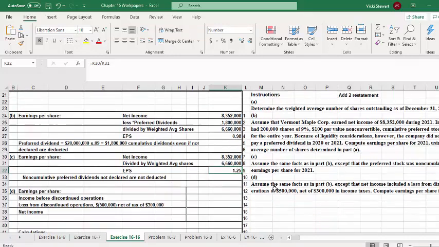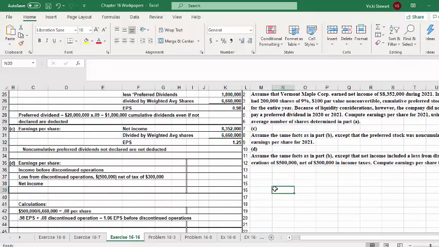And earnings per share for Part C would be $1.25. The D portion states, assume the same facts as in Part B, except that net income included a loss from discontinued operations of $500,000, net of $300,000 in income taxes, and compute earnings per share for 2021.